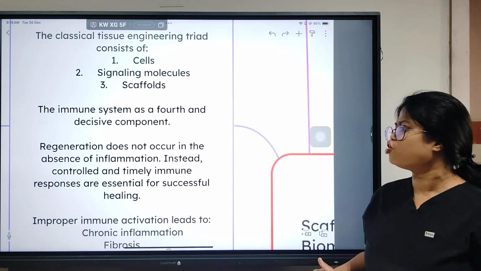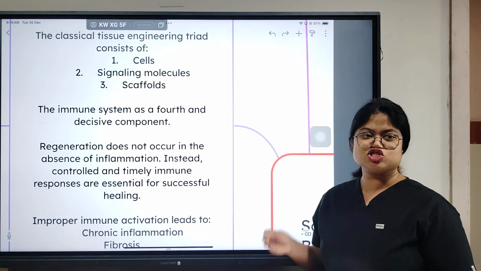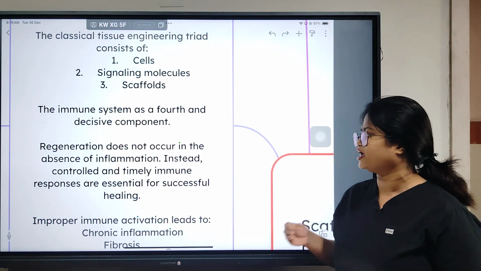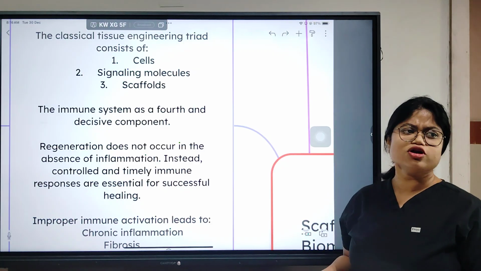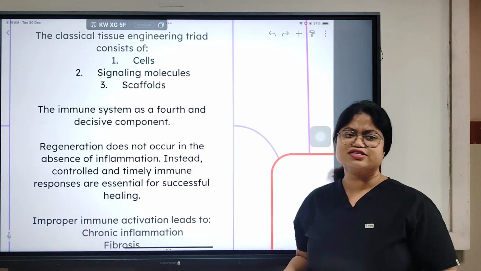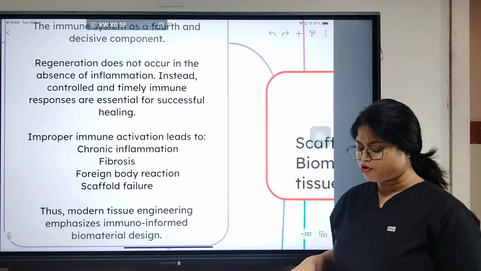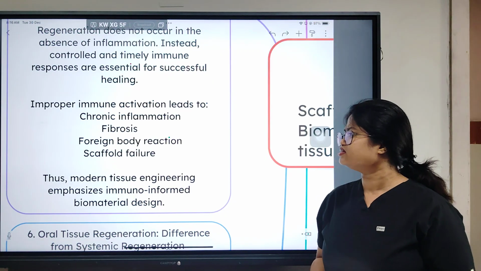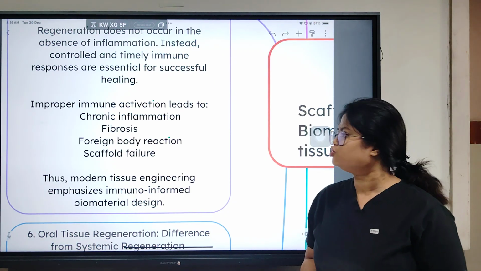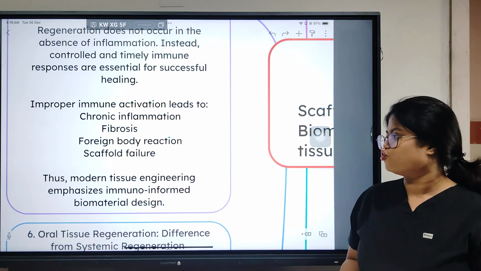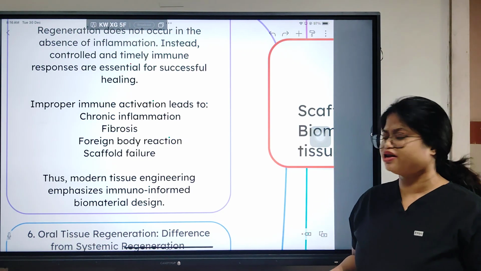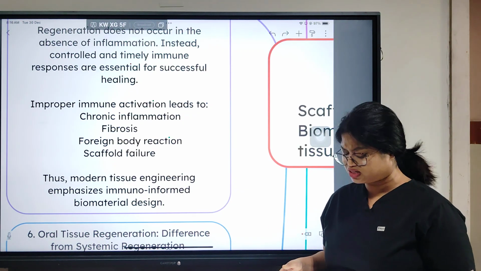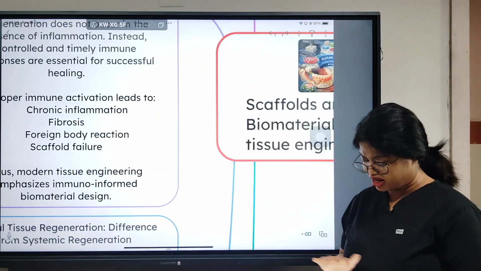So regeneration does not occur in the absence of inflammation. Inflammation is important. Pro-inflammatory cytokines in the M1 phase need to be delivered to the site of tissue engineering. Controlled and timely immune responses are essential for successful healing. Improper immune activation leads to chronic inflammation, fibrosis of the scar tissue, and foreign body reaction, which will lead to rejection failures and ultimately scaffold failure. Thus, modern tissue engineering emphasizes immune-informed biomaterial design, that is, the activity of the immune system in general is the focus in this area.